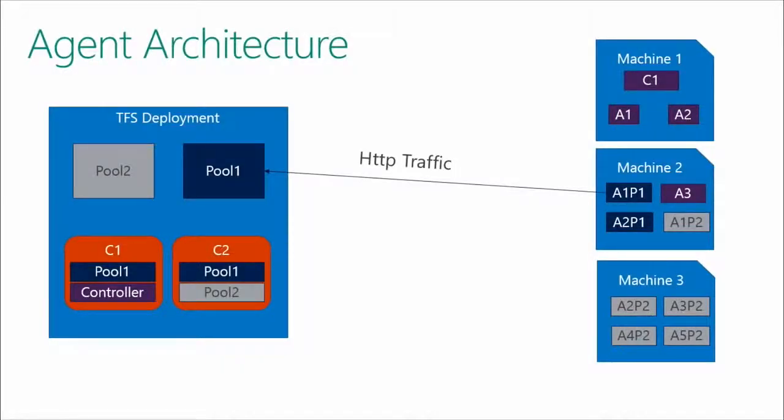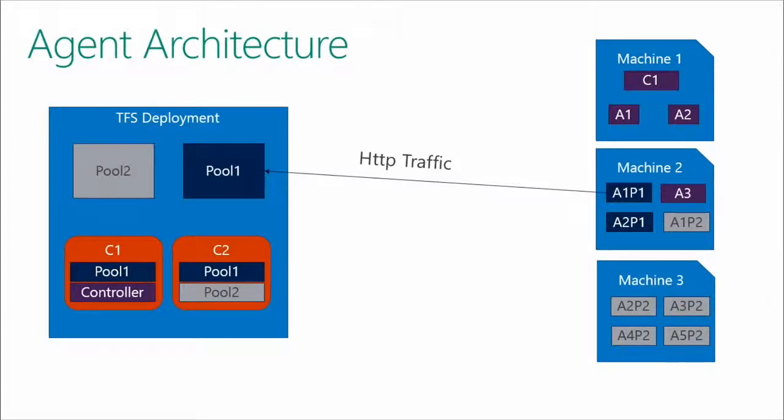So how does the architecture change? As we mentioned before, instead of having a controller tied to a collection, it now has to get permissions to work on a particular pool. And in the diagram that you see before you, we have a TFS deployment, and that's where your TFS server lives. And we actually create two what we call pools of agents. So we have pool 1 and pool 2. And down below we have these two collections, collection 1 and collection 2.